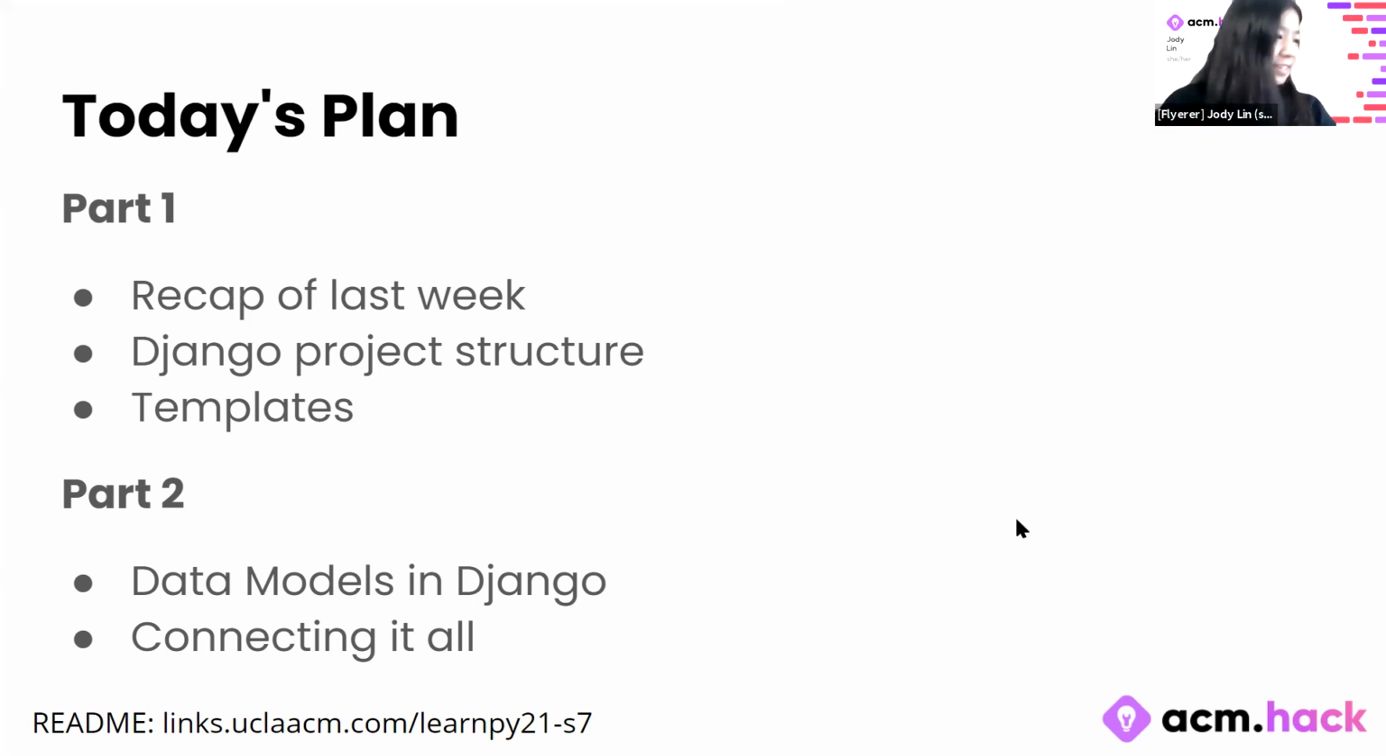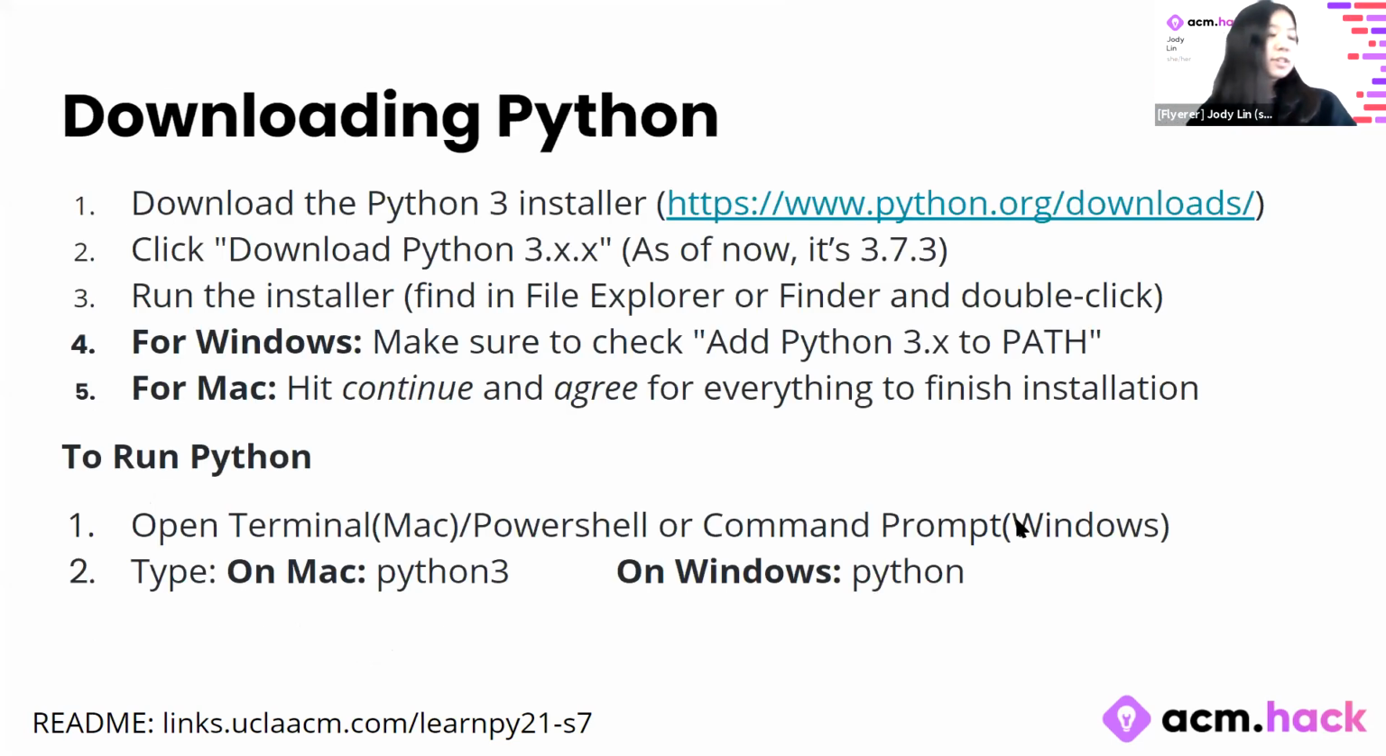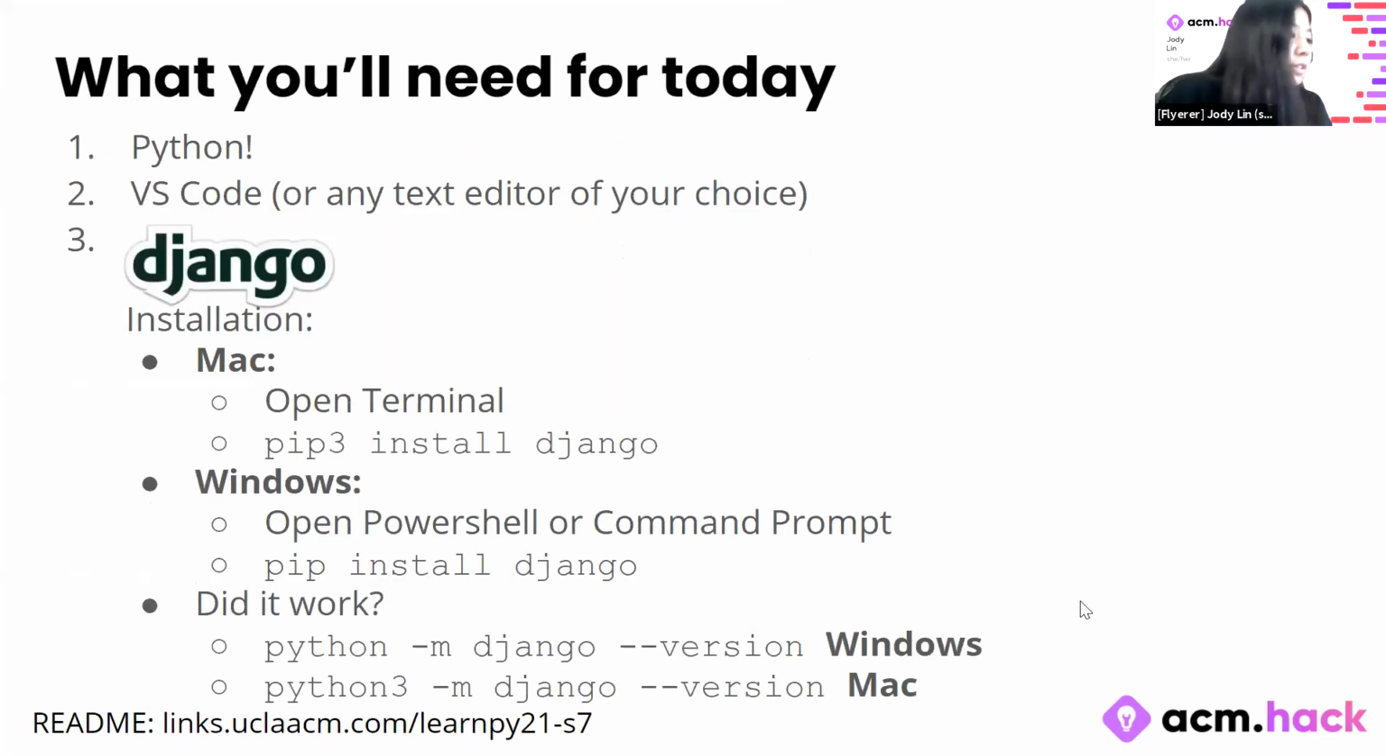All right, that's today's plan. So just as a reminder, this slide is just here for reference. If you want to download Python and follow along, this is how you do that. I'm not going to spend too long on this because this is just here for reference. And then also what you'll need for today is Django installed. So these are instructions to install Django. And yeah, that'll be about it.